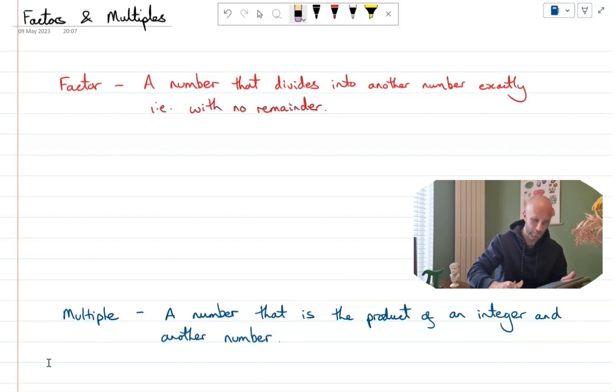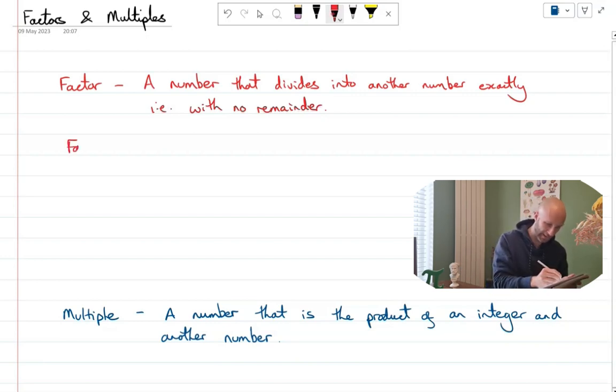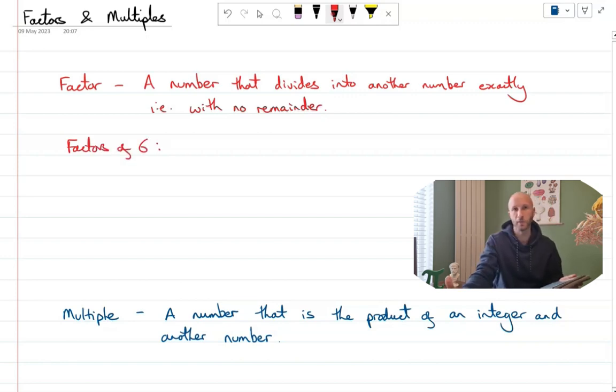A factor is a number that divides into another number exactly with no remainder. Normally more complicated than it actually sounds. So some examples of factors. For example, what are the factors of 6? Factors tend to come in pairs. We'll look at a number where they don't, because to make a multiple of a number, you have to multiply two factors together to get there.